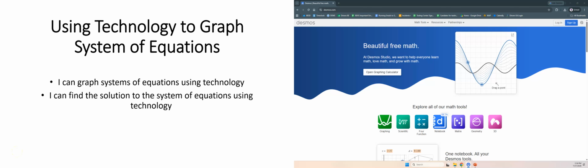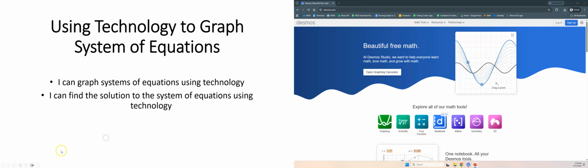All right, for this assignment, we are going to be using technology to graph systems of equations. This video is going to be a little bit different. I have both my screens being recorded just so I can sit down and show you exactly what it looks like to use Desmos when you are graphing your systems of equations.